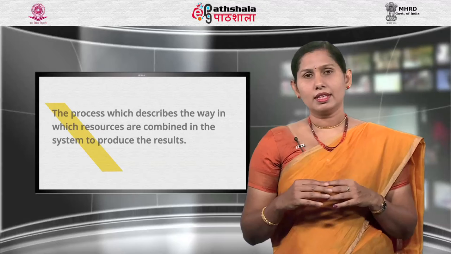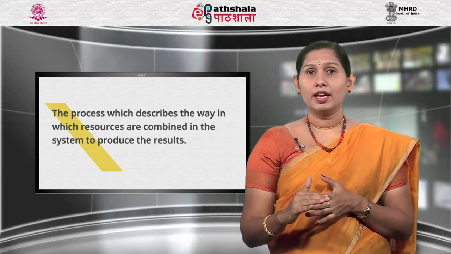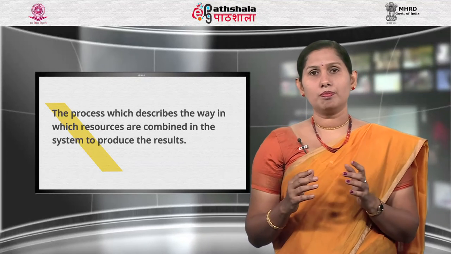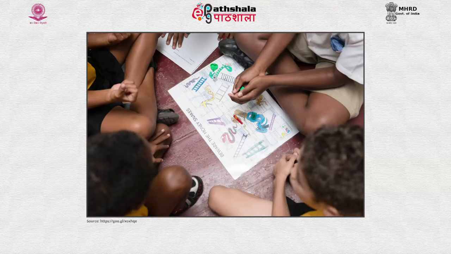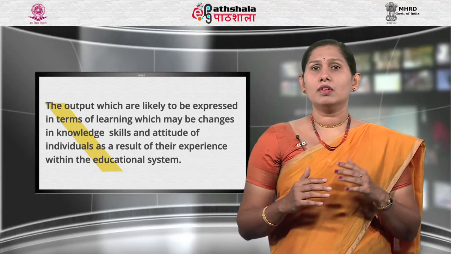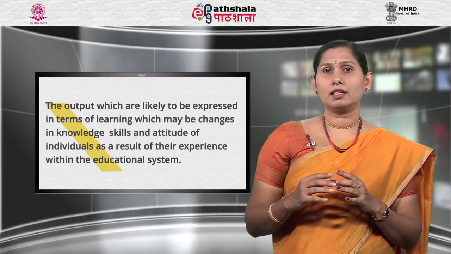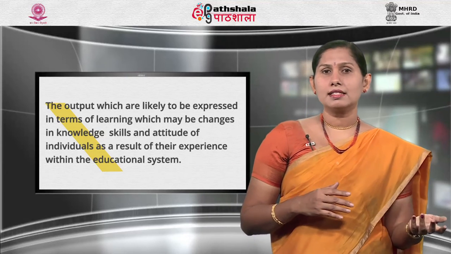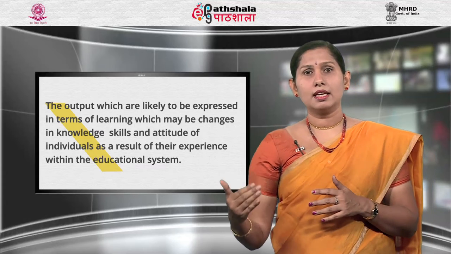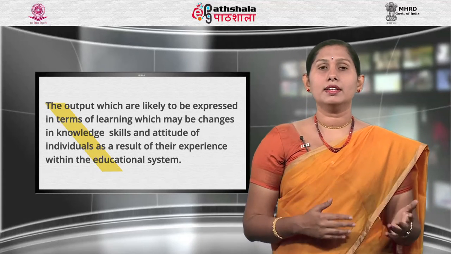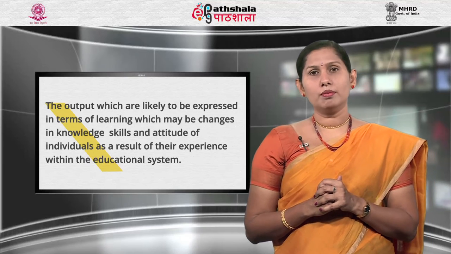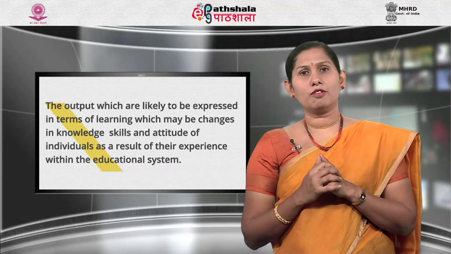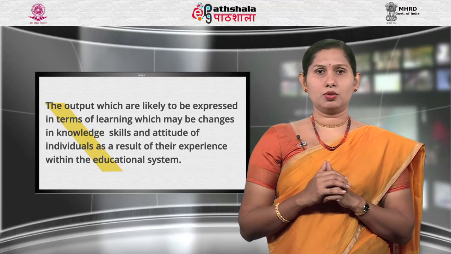and other intangible resources such as goodwill and credibility. The second aspect is the process, which describes the way in which resources are combined in the system to produce the result. This is embodied in the curriculum of the school or college, in the educational methodologies it employs, and in the ways in which it is structured and managed. The third aspect is the output, which is likely to be expressed in terms of learning, which may be changes in knowledge, skills, and attitude of individuals as a result of their experience within the educational system. Moreover, there are outputs which may be production of knowledge as a result of research in higher education.